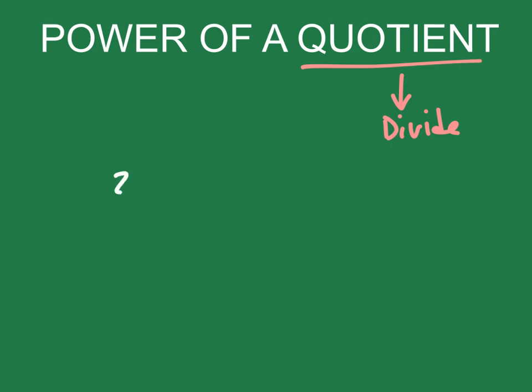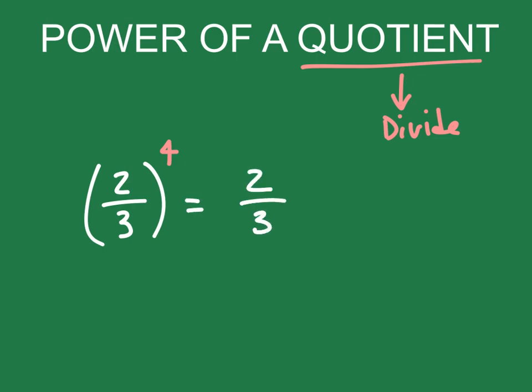Let's say you had 2/3, that fraction. We're dividing 2 by 3, that's what it means by the quotient. And let's say that we're raising that to the 4th power. So let's expand this out, and write this as 2/3 times 2/3 times 2/3 times 2/3.